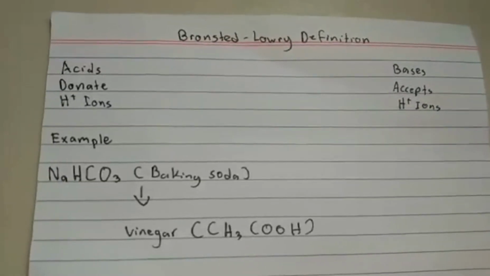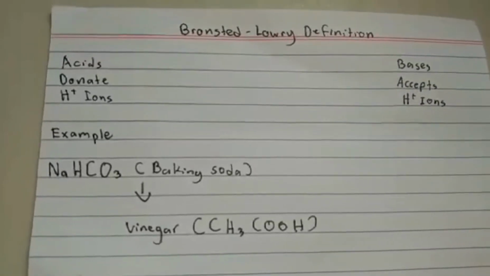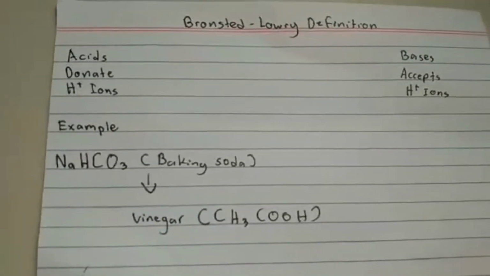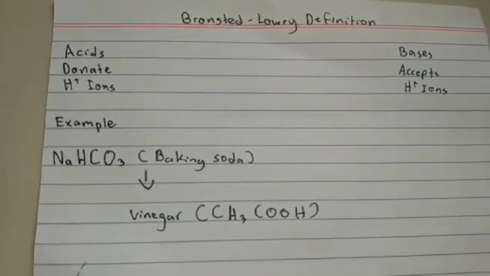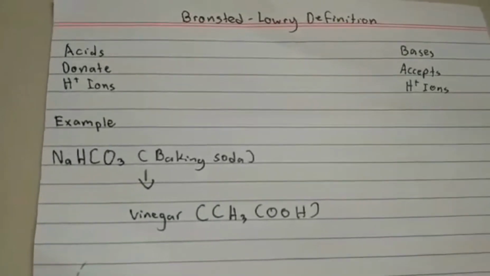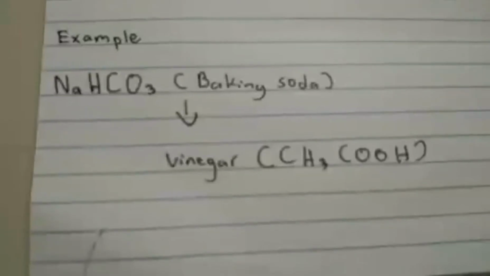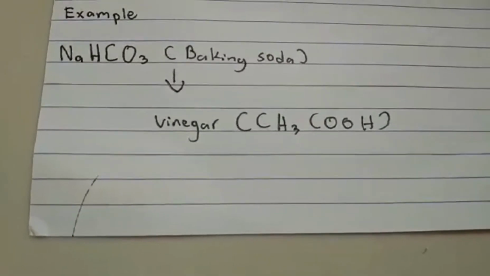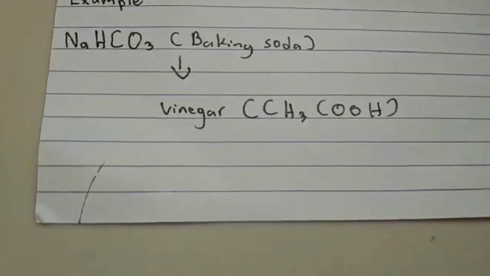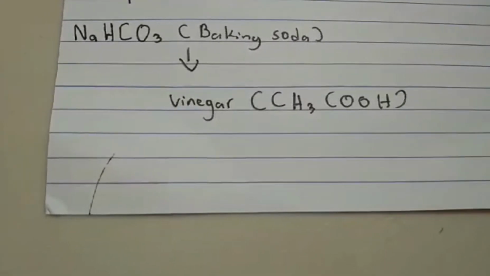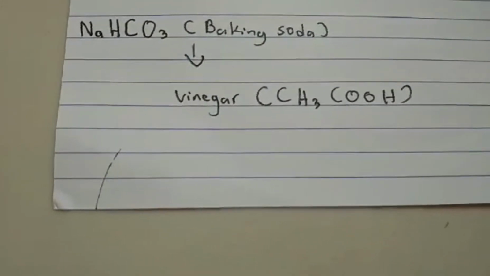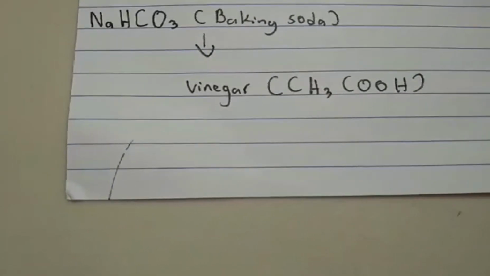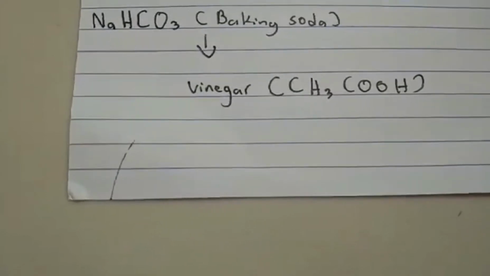The next definition is called the Bronsted-Lowry theory. These are two scientists that found the problem in the Arrhenius definition. They found out that there are substances that don't contain OH, the hydroxide ion, but will still act like a base. So here's an example. Sodium bicarbonate, or in other words, baking soda, is a base and is able to neutralize acids like vinegar. And so they modified the definition to say that acids are compounds that can donate hydrogen ions, and bases can accept hydrogen ions.